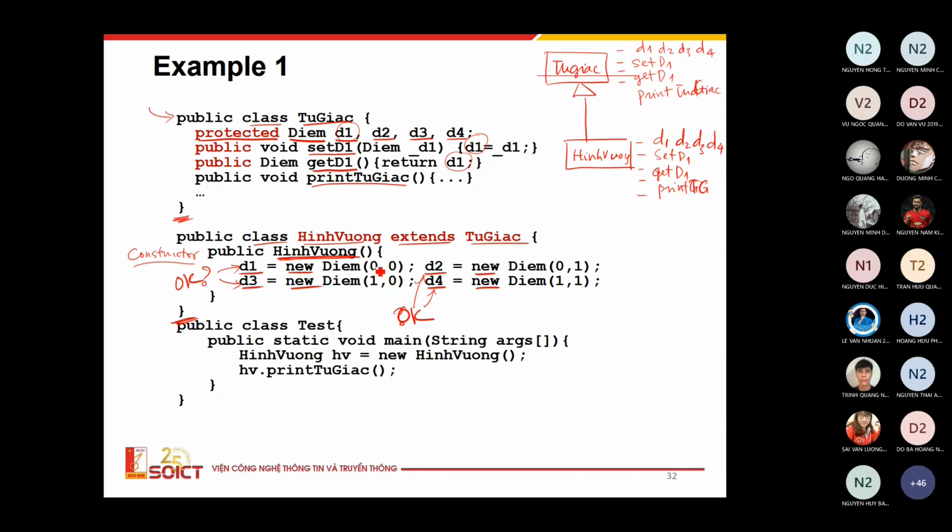Okay. So now you go to the main of the test class. You have the main method. Here you create a new object of the class hình vuông. This will call this constructor. It will initialize the value for each attribute, and then print out. What do you think about this method? What will be printed out?